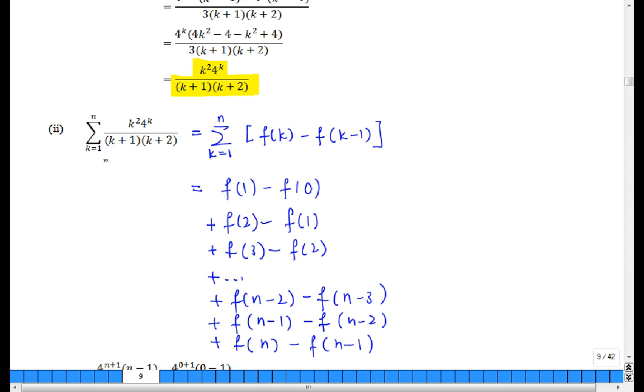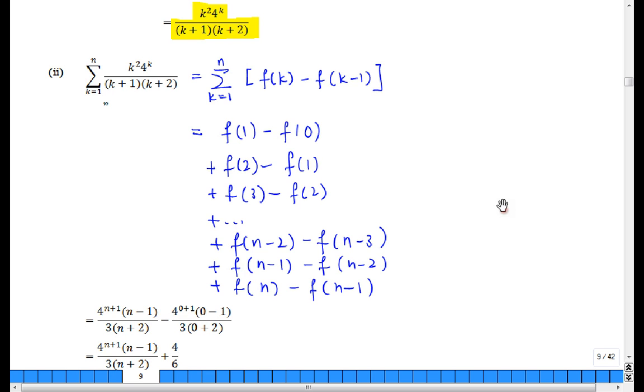Okay, I said just now, there is no need to write what is F1, what is F0. Even by writing like that, you can see the pattern of cancellation. You don't waste ink by writing so many things. Can? Okay, don't waste ink.